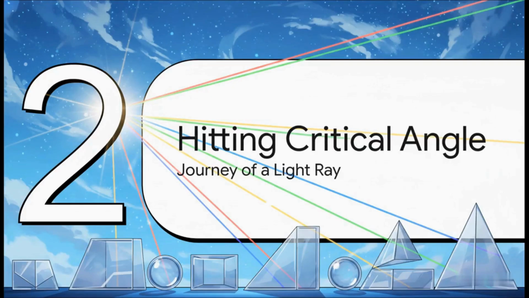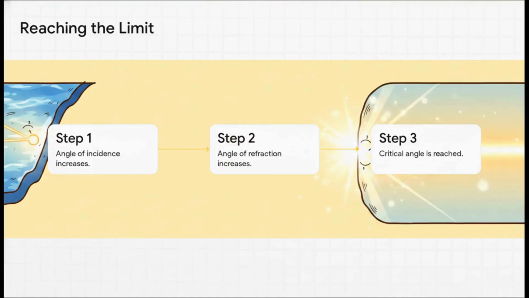That brings us to Section 2, hitting the critical angle, the journey of a light ray. We can actually walk step by step through the exact mechanics of a light ray's journey to see how we get it to stop refracting and start reflecting. Think about turning the nozzle on a hose and changing the exact angle at which you shoot the water against the inside wall of a pipe. In step 1, we gradually increase the angle of incidence. That's just the angle at which our incoming light hits the boundary between the two materials.